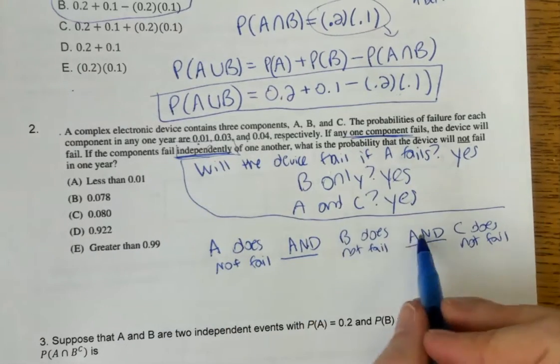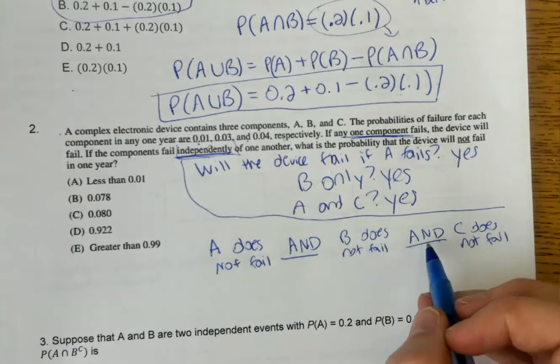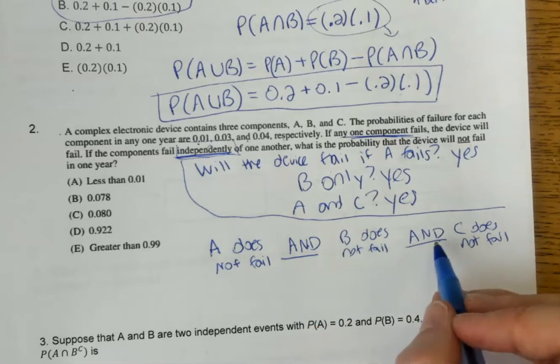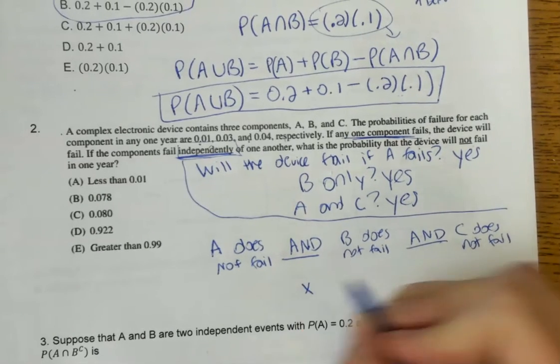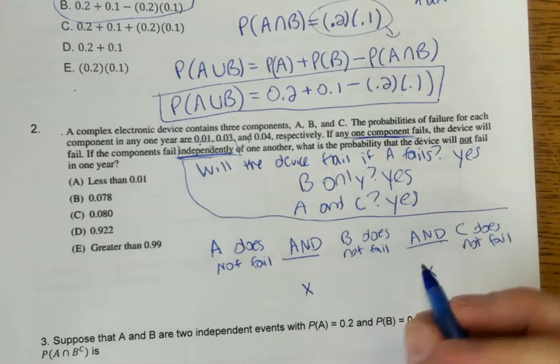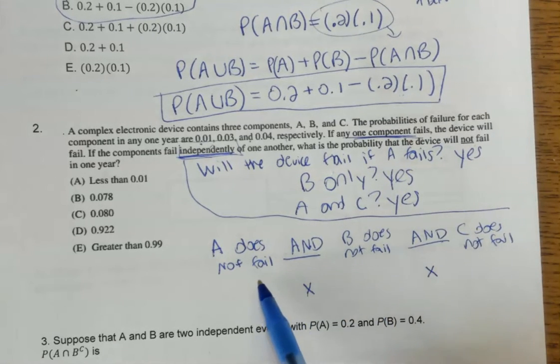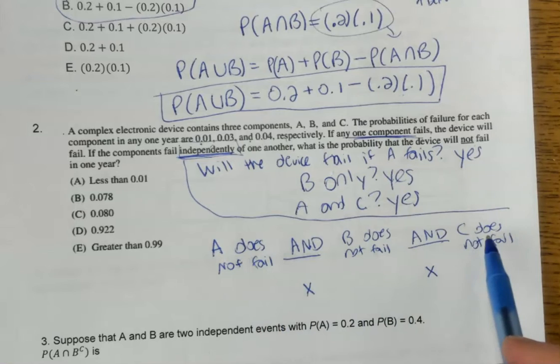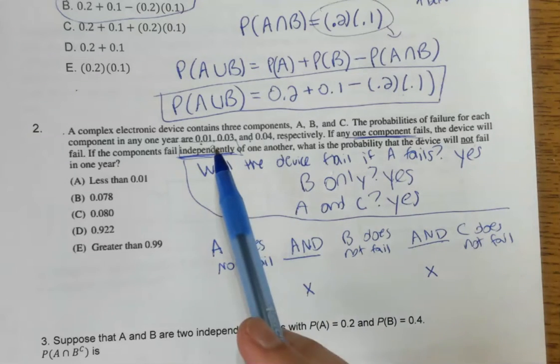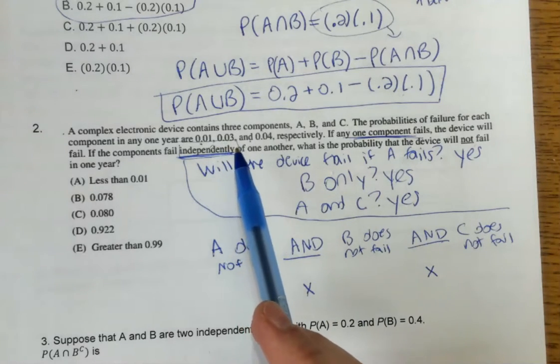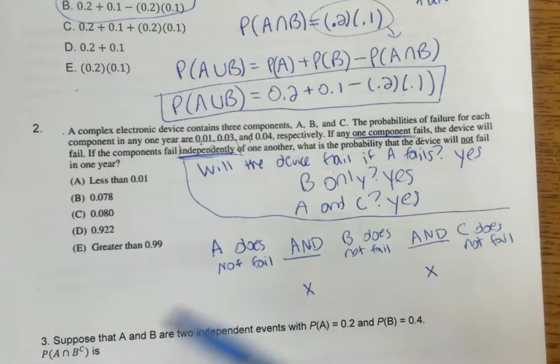So, since it's an and problem instead of an or problem, are we multiplying or are we adding? All right, I hope you said multiply. So basically, we need to find the probability of each of these components not failing. We don't have that. We have the probability of failing, but ultimately we know that failing and not failing are complements of each other, right?